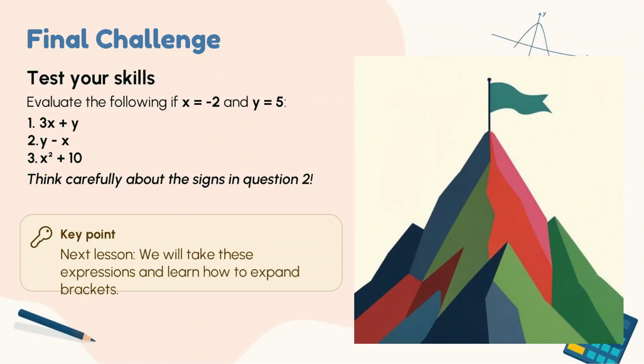For x squared plus 10, substitute x equals negative 2. Write (negative 2) squared plus 10. Negative 2 squared is 4. 4 plus 10 equals 14. So the answers are negative 1, 7, and 14.